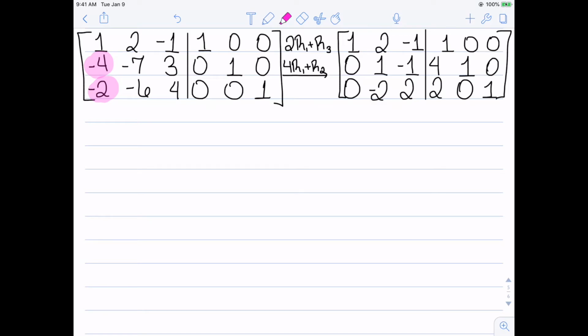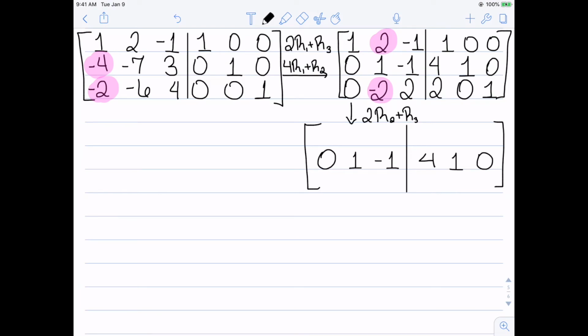My first column is the way I want it, so we'll move to the second column. We already have a 1 in the second row, second column, so we need to get zeros above and below this. And this time I'm going to start with that second 0, the row 3 0. I'll do 2 row 2 plus row 3. I know the second row here won't change.